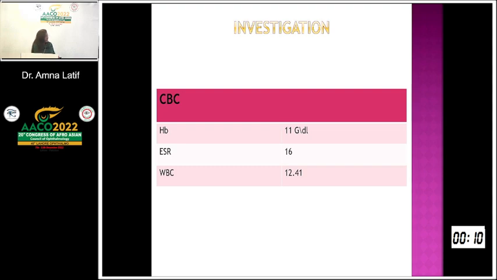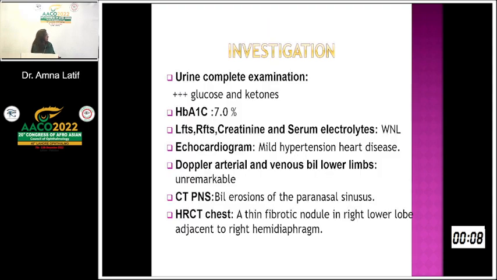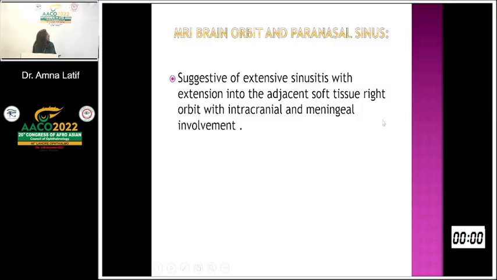The systemic investigations showed +3 glucose and ketones, and the CT-PNS showed bilateral erosion of the paranasal sinuses. The chest HRCT showed a thin fibrotic nodule in the right lower lobe adjacent to the right hemidiaphragm. MRI of the brain and paranasal sinuses was suggestive of sinusitis, with adjacent soft tissue extension into the orbit and intracranially, with meningeal involvement.